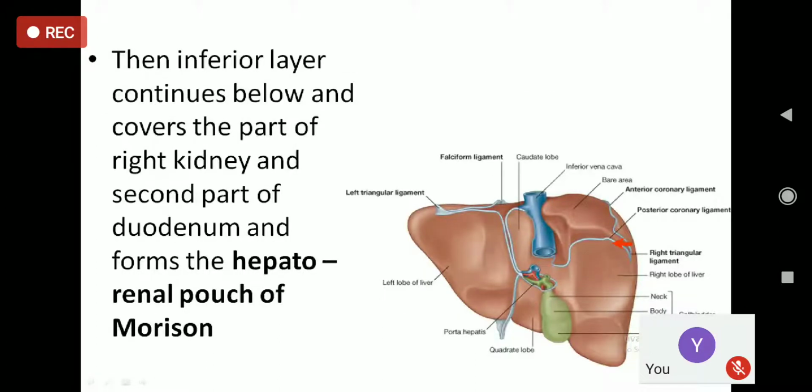Then the inferior layer continues below and covers the part of the right kidney and the second part of the duodenum, and it forms the hepatorenal pouch of Morison, which is the space between the liver and the kidney on the right side. So this is the right triangular ligament. And the inferior layer reflects on the upper surface of the kidney.